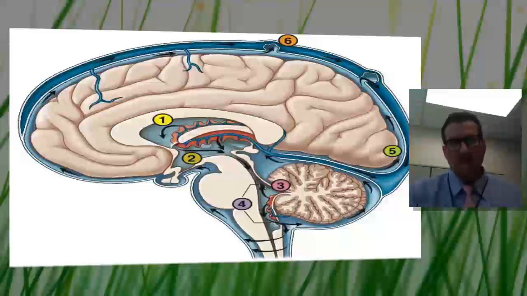So CSF production goes as follows. The choroid plexus within each lateral ventricle secretes cerebrospinal fluid. It should be noted that the choroid plexus is also present in the third and fourth ventricles that you can see here. There's a small amount in the fourth ventricle. It's also in the third ventricle.